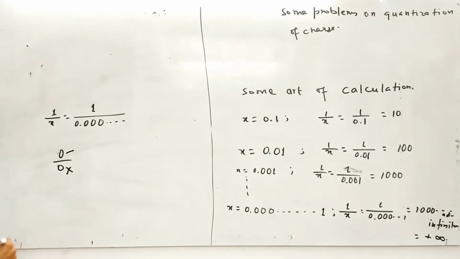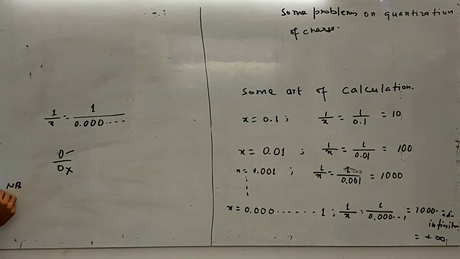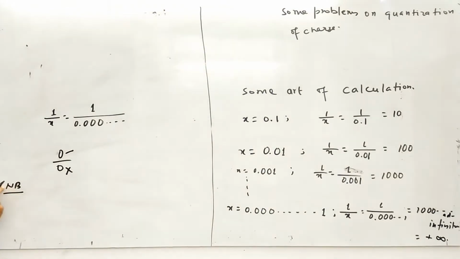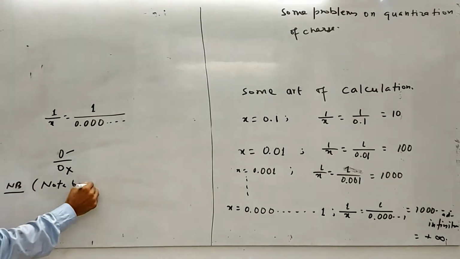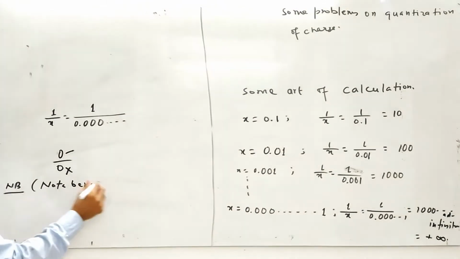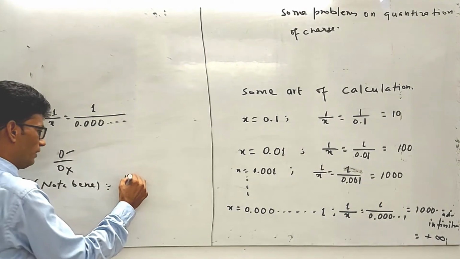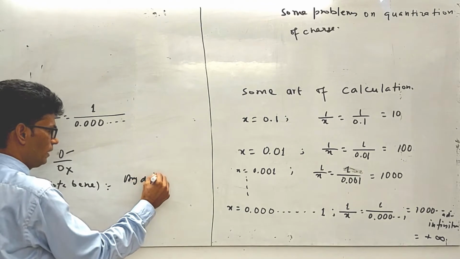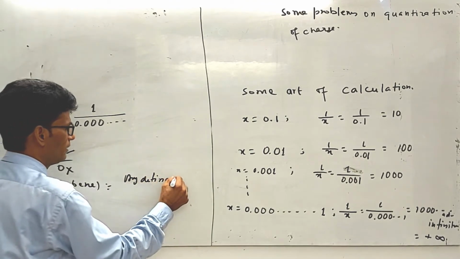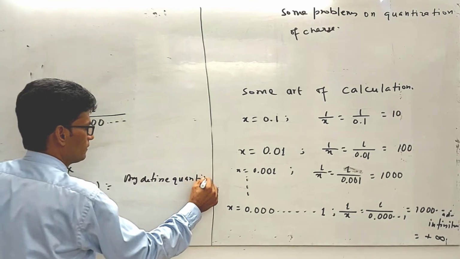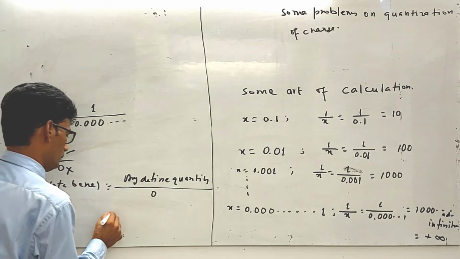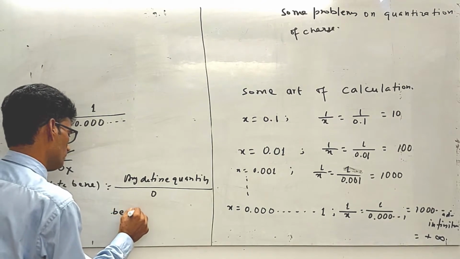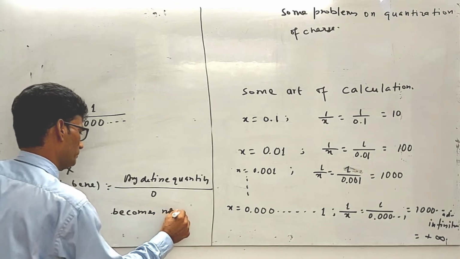Any defined quantity. Now we are going to conclude this as an important point. This is the NB, the Latin phrase nota bene, in short NB. Any defined quantity over 0 becomes not defined.